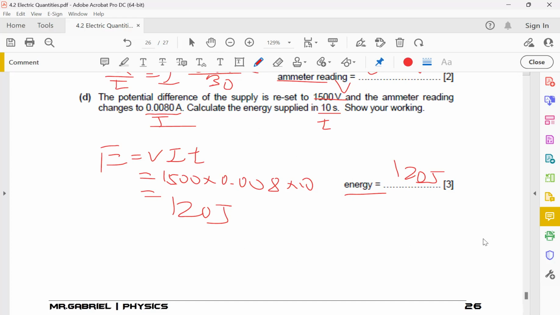Anyone got any questions with this part here? Joules, right, 110. Yes, all energy is measured in joules.